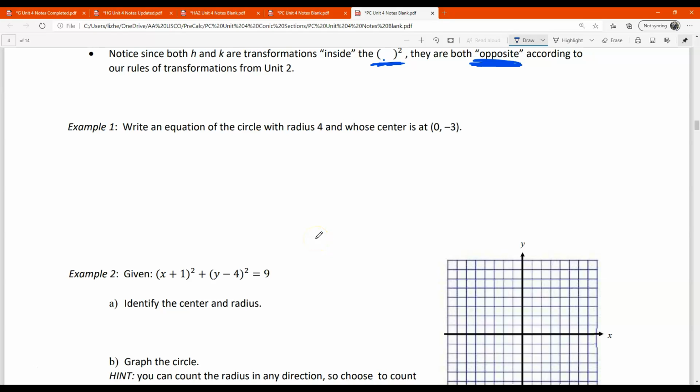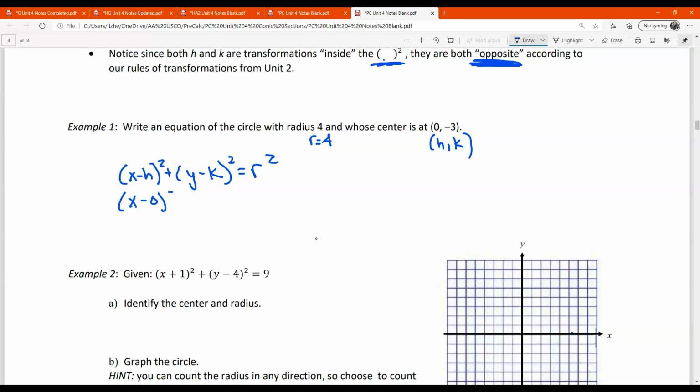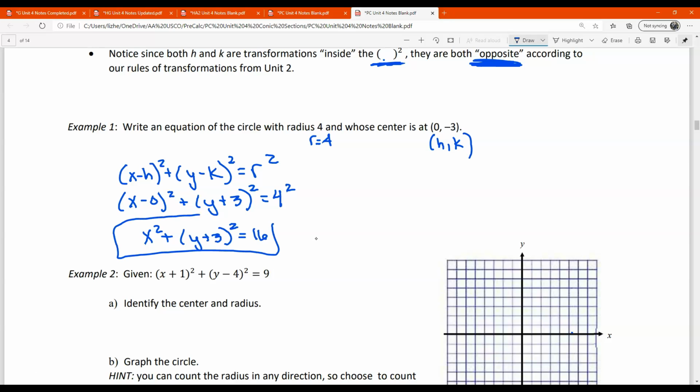All right. Example 1, write an equation of the circle with radius 4 and whose center is (0, negative 3). So our center, here's our (h, k). Radius is 4. So here's our standard equation of a circle. Let's plug in what we know. So (x minus 0) squared plus (y plus 3) squared equals radius, which is 4 squared. Cleaning that up, we have x squared plus (y plus 3) squared equals 16. And there is the equation of the circle.